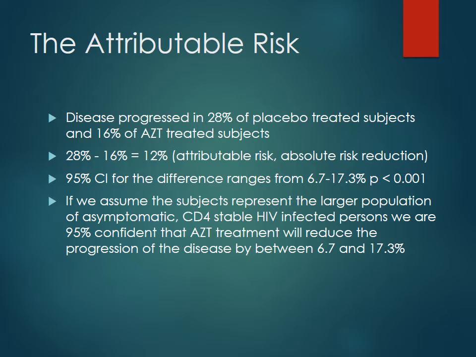Okay. So then if we assume the subjects represent the larger population, and again, assuming that we randomly sampled these patients, we can assume they're normally distributed. We can generalize this information back out to these patients. We would be 95% confident that AZT treatment will reduce progression of disease anywhere between 6.7 and 17.3%. Kind of what we already said.